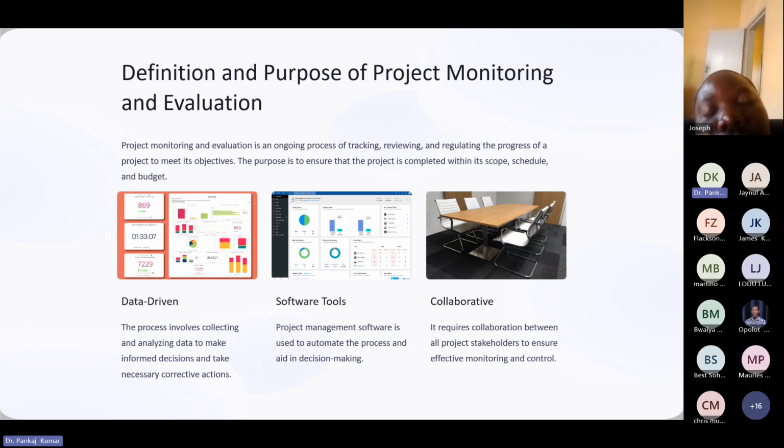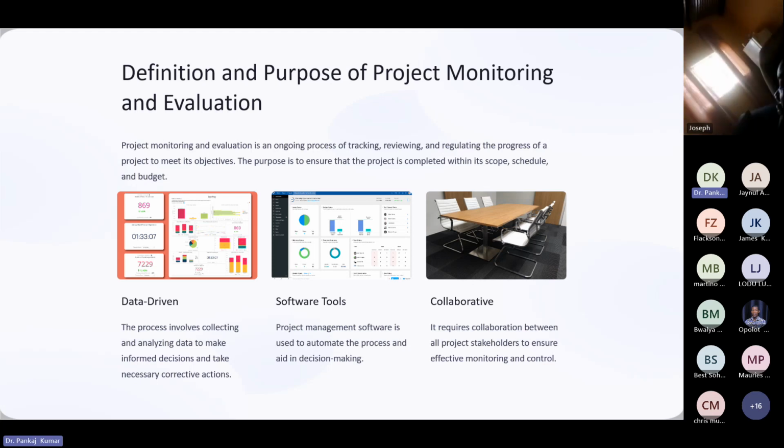And many project management tools are cloud-based, allowing team members to access project data and collaborate from anywhere with an internet connection. This accessibility is especially valuable for remote or distributed teams.